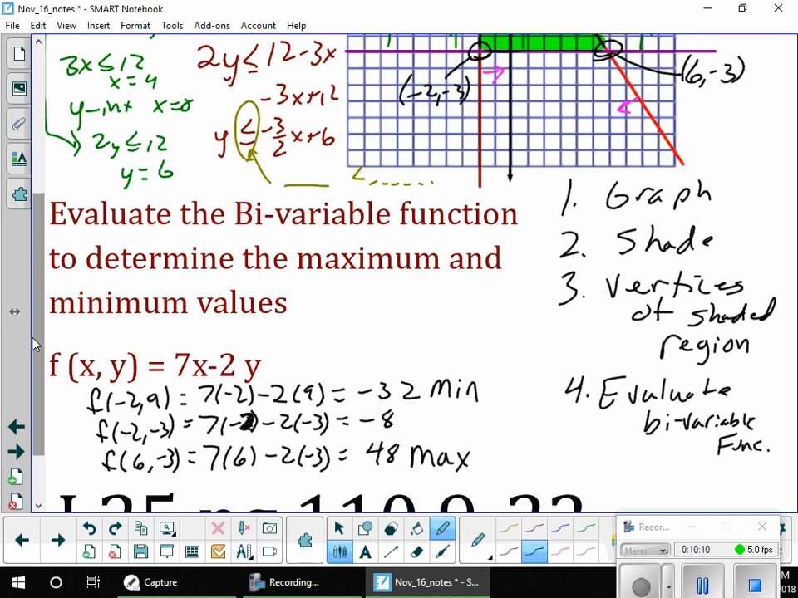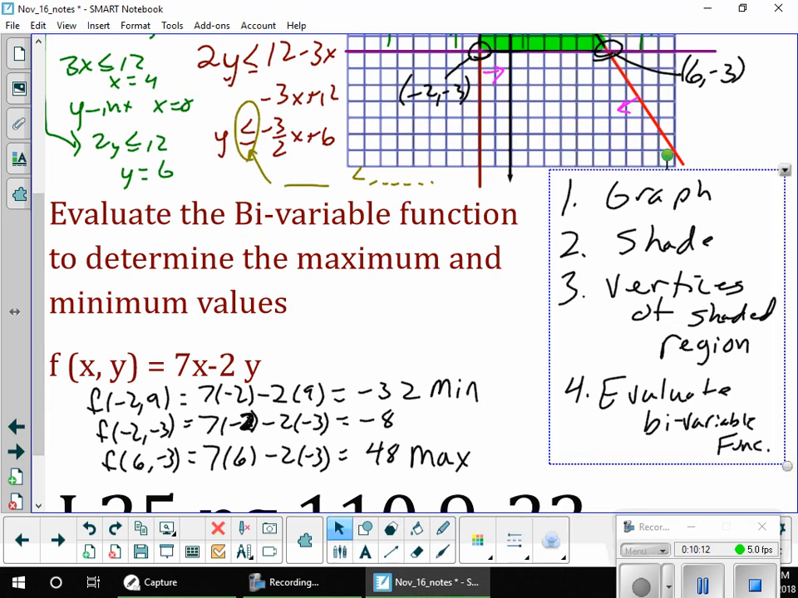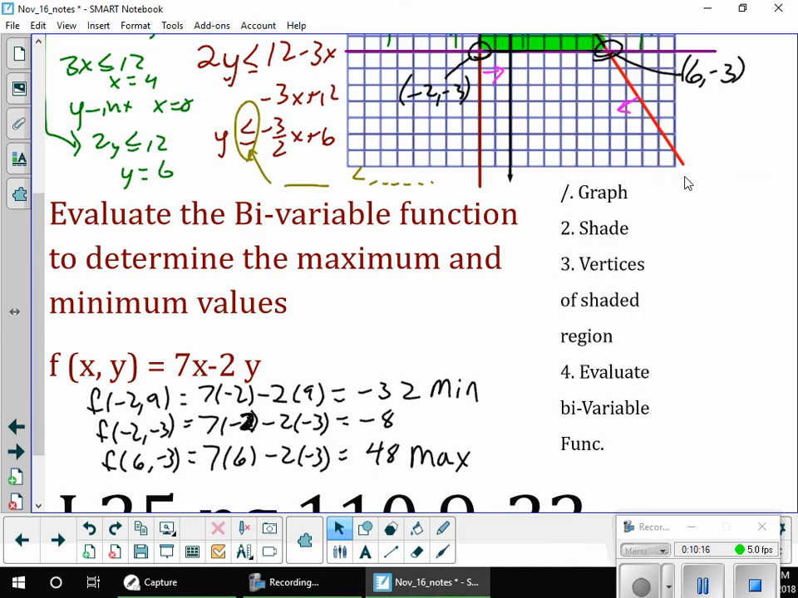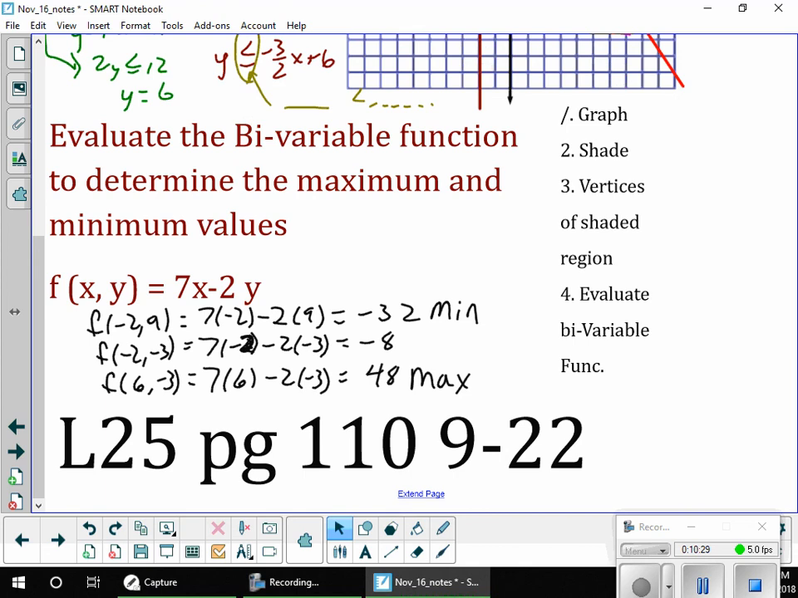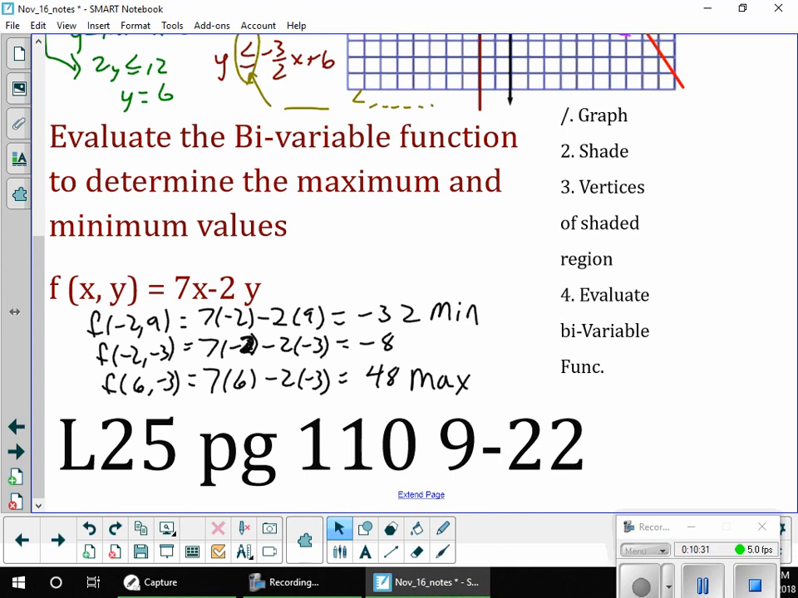I wonder what this all says if I recognize handwriting. Graph, shade, vertices of region. Evaluate bivariable function. There you go. That's all we have to do in this particular lesson. Got to be able to do those things. And I think you can do it. Oh, you probably want to know. Lesson 25. Page 110, problems 9 through 22.